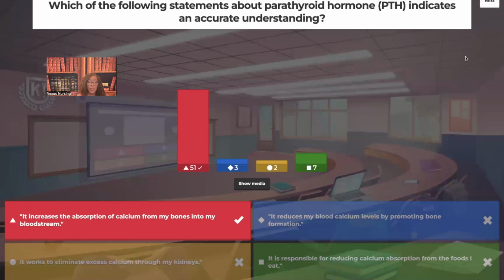Very good. It increases the absorption of calcium. Here's the important part, guys. From my bones into the bloodstream. So, what is this hormone good for? That patient that has hypocalcemia, and we need to bring up that blood, not bone, blood calcium level, right? Or get some of that calcium that was in the bones and bring it back to the bloodstream where it belongs, because we need a normal level of what? 8.5 to 10.2. That is your therapeutic range.